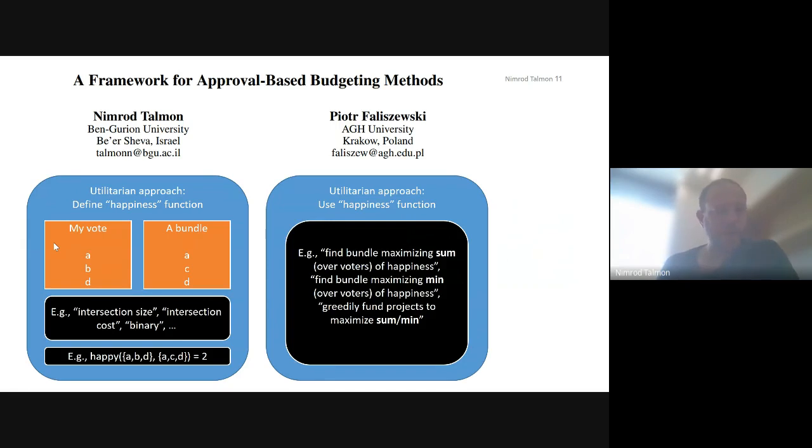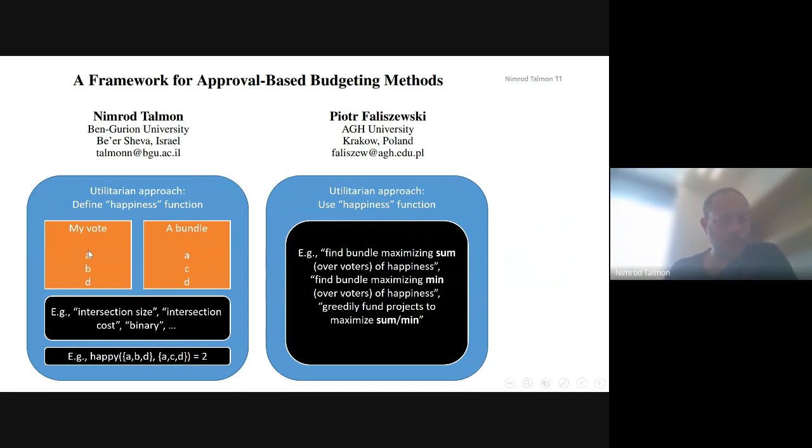So for example, if a voter marks A, B, D and the output bundle is A, C, D, then one simple way to define the satisfaction of this voter from this possible bundle is to say that the satisfaction is 2, because we can just count the number of projects that this voter wanted and that were funded by this bundle.